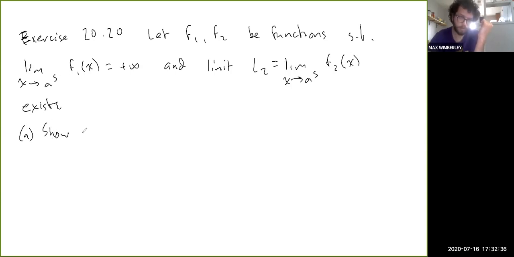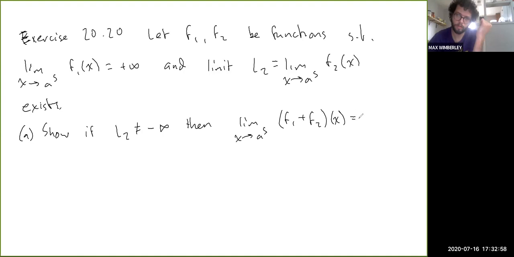So part A asks, show that if L2 is not negative infinity, then the limit as x approaches a along S of f1 plus f2 of x equals infinity. So that's part A, and then there's a bunch more stuff. Let's just focus on part A. I don't want to get bogged down in the other parts. The other parts are about multiplication. So yeah, let's just focus on part A.